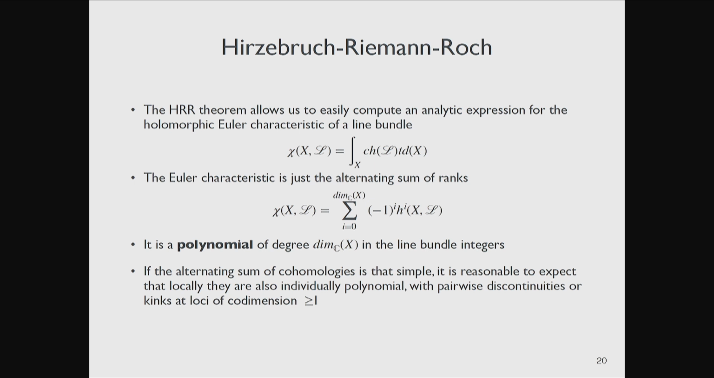So it's reasonable to expect that also locally the data is described by a polynomial, and this is also what we have seen before. You mean locally in M-N space? Right, locally in M-N space, in the input space. Locally the cohomologies are, as we have seen individually, also polynomials of degree at most the dimension, and there are then pairwise discontinuities or kinks in the cohomology groups which cancel out in the Euler characteristic.